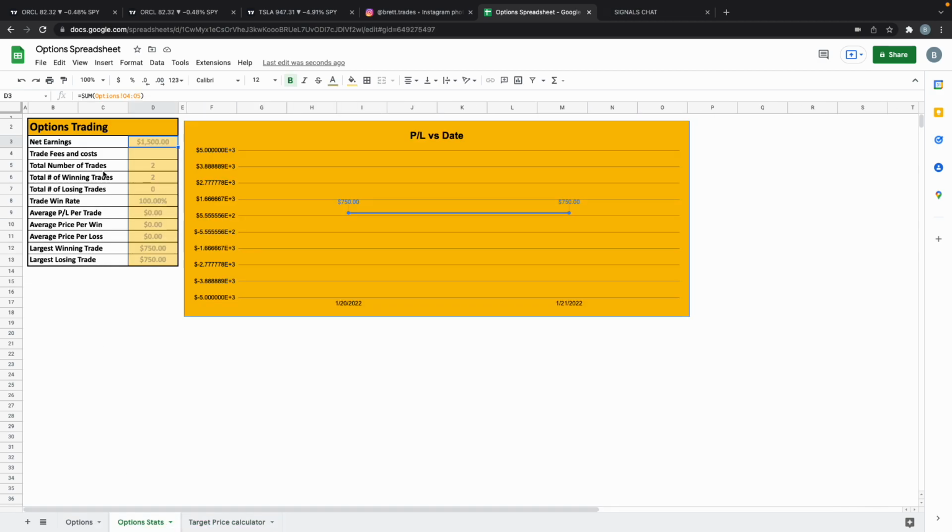So it'll do that. It's also going to show your total number of trades, your number of winning trades, your losing trades. Your win rate right now is 100% because you won in both trades. But if you had a loss or two, it would adjust. So this number will constantly adjust. Your P&L per trade is going to adjust. Your average price per win is going to adjust. All these numbers are going to constantly change. So you have some really interesting metrics to go through as you start inputting this data.